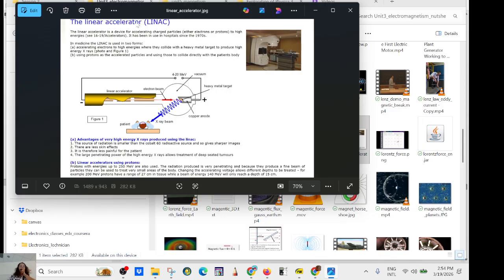A linear accelerator is still used today, for example, in radiotherapy. You have an electron, you accelerate the electron, it crashes here, all that energy goes into X-rays, and you are aiming at a tumor, God forbid.